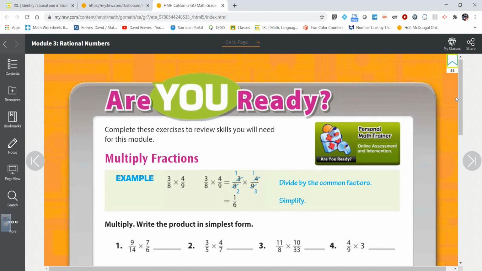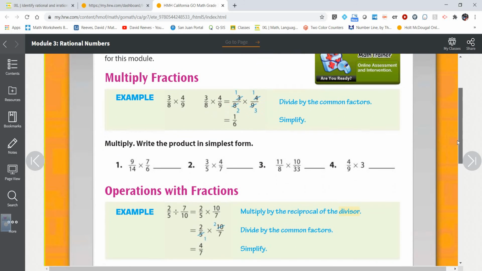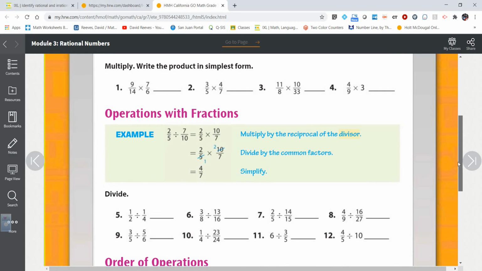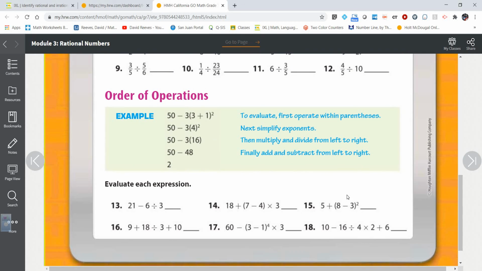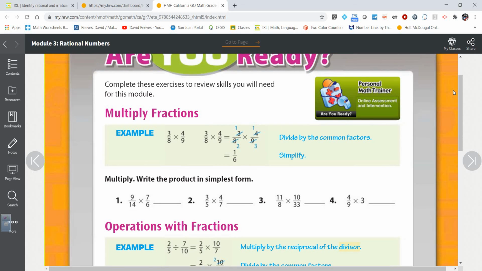But today we're actually going to start with the Are You Ready? We're going to be doing a bit of review with multiplication and division of fractions. We're also going to, once again, revisit order of operations, which is so important. All right? So for now, you could just think of a rational number as a fraction. It's a little bit more involved than that, but pretty much when I say rational number, you can think fraction.